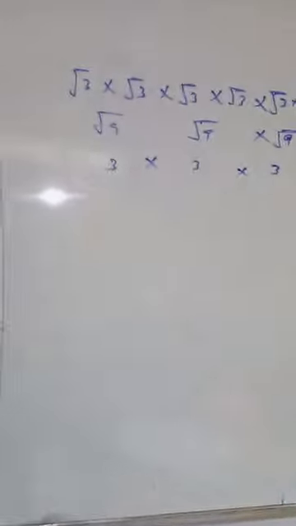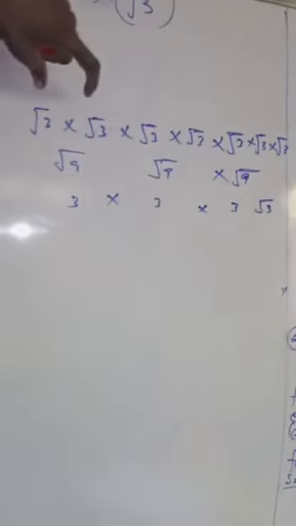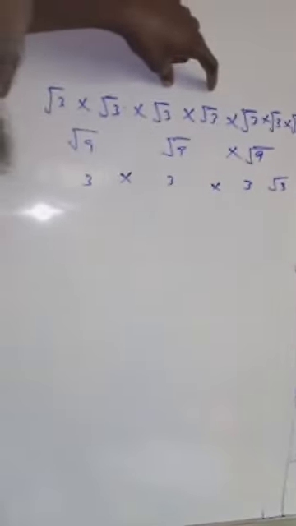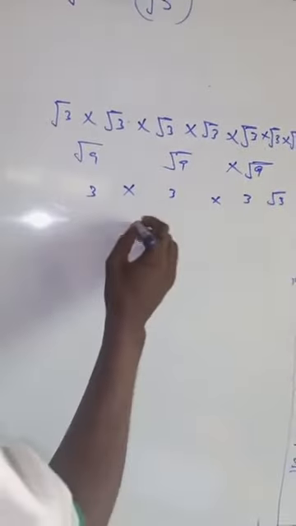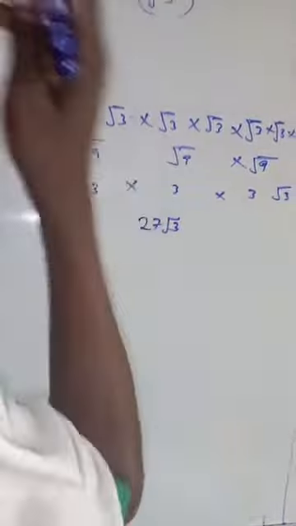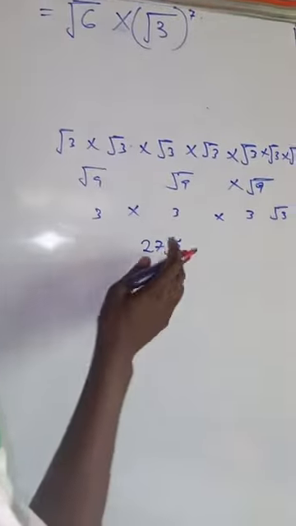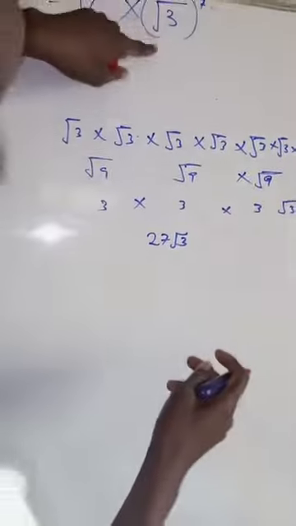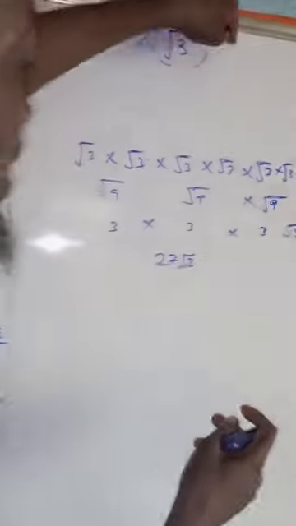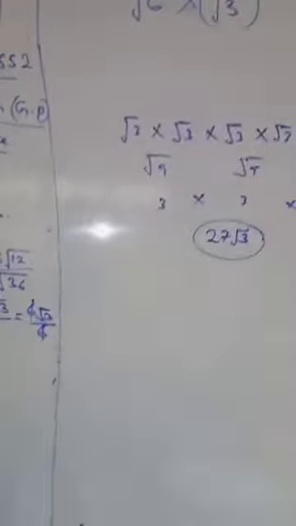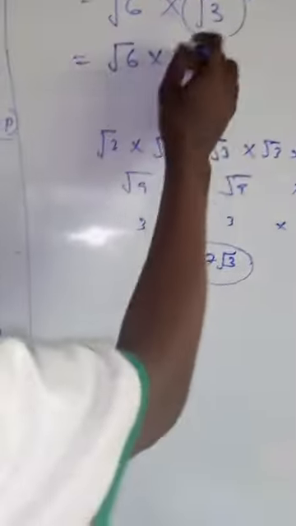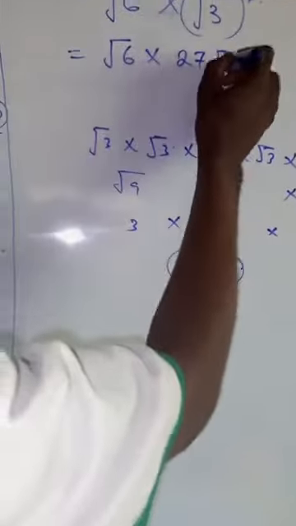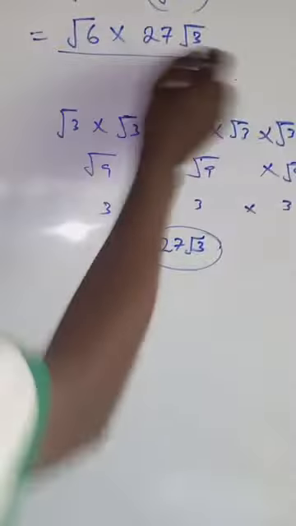So if I should multiply 1, 2. Now, if I should multiply this 3, it's going to give me 27 root 3. So meaning that this root 3 raised to power 7 is the same thing as 27 root 3. I'm trying to break it down so you know why we have 6 root 3 times 27 root 3. How did we get this 27? This is the way we got it. Let me now continue from here.